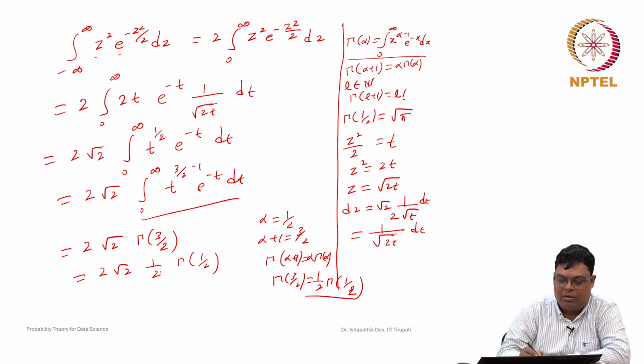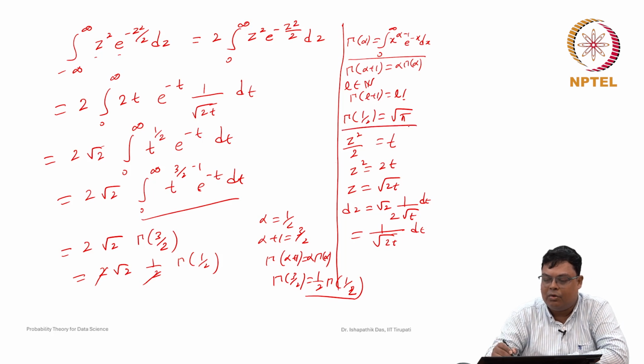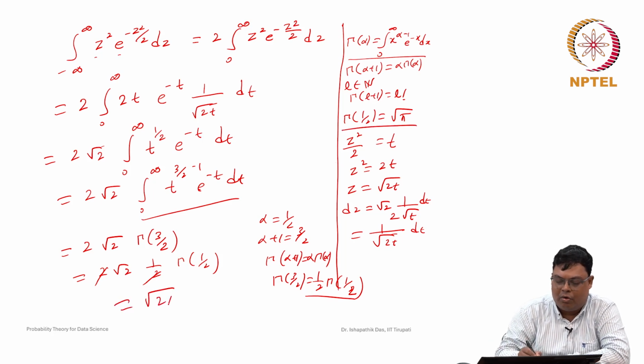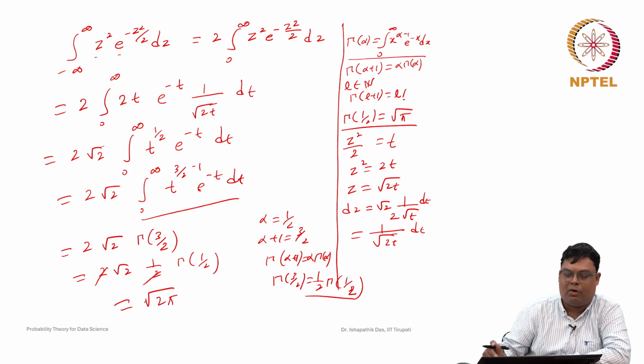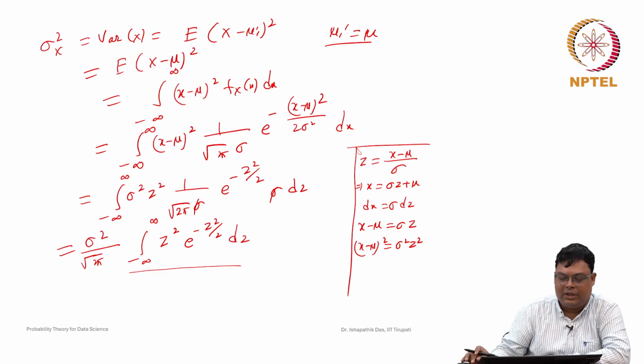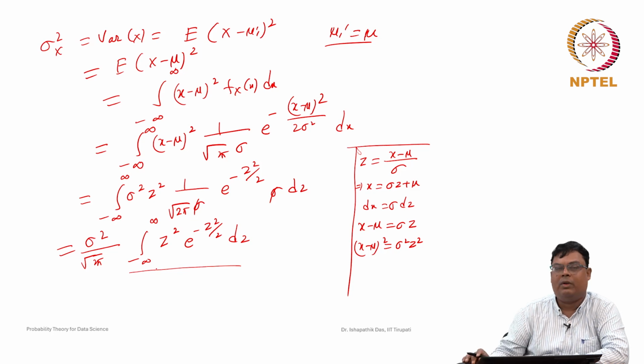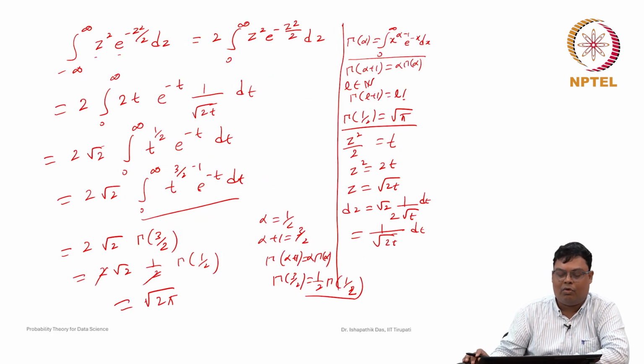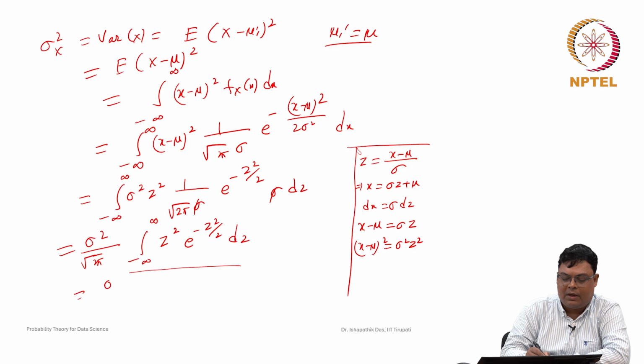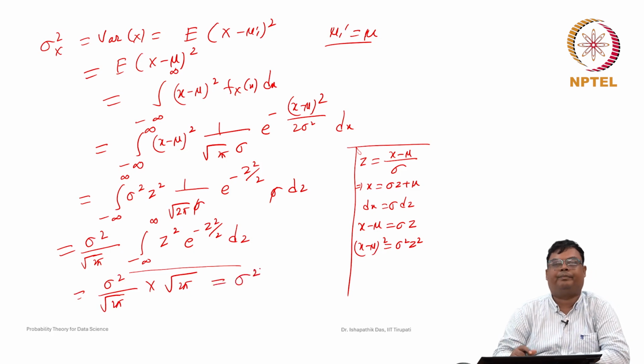So, 2 root 2 into 1 by 2, then this is cancelled and we get root 2 gamma 1 by 2. Then gamma half is equal to root pi, so this is nothing but root over 2 pi. Hence, this value we have computed is root over 2 pi. So, this is sigma square by root over 2 pi into root over 2 pi, which is nothing but sigma square.